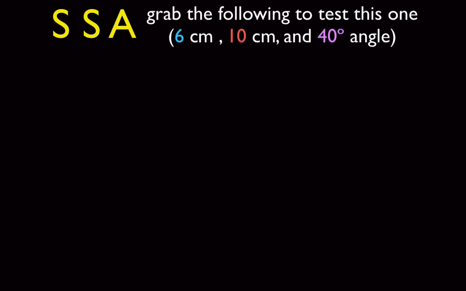The next one on our list was side, side, angle. Again, what we want to do here is take the 6 centimeter, the 10 centimeter, and the 40-degree angle, and try to create basically 2 triangles. If all we can do is create one unique triangle, then it's guaranteed a way to find congruency. If not, it won't prove congruency, and we'll be able to create more than one triangle.